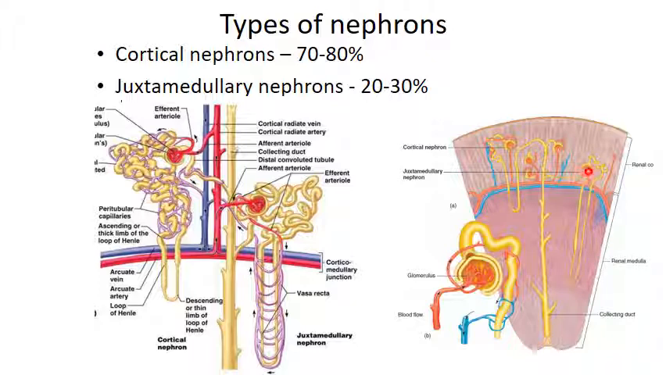On the other hand, the juxtamedullary nephron has its renal corpuscle, or glomerulus, close to the junction of medulla and cortex. And these nephrons, also called juxtamedullary nephrons, have a long loop of Henle which is penetrating deep inside the renal medulla. In addition to these structural differences, another difference is that of the capillaries which are surrounding the renal tubule.